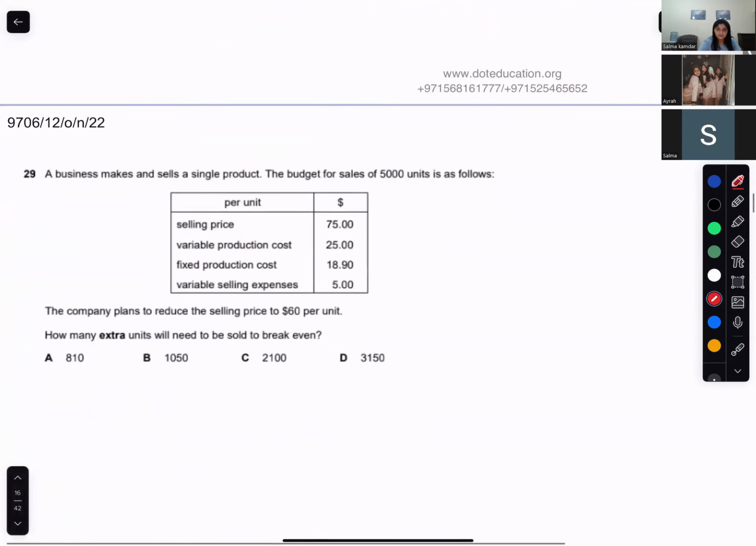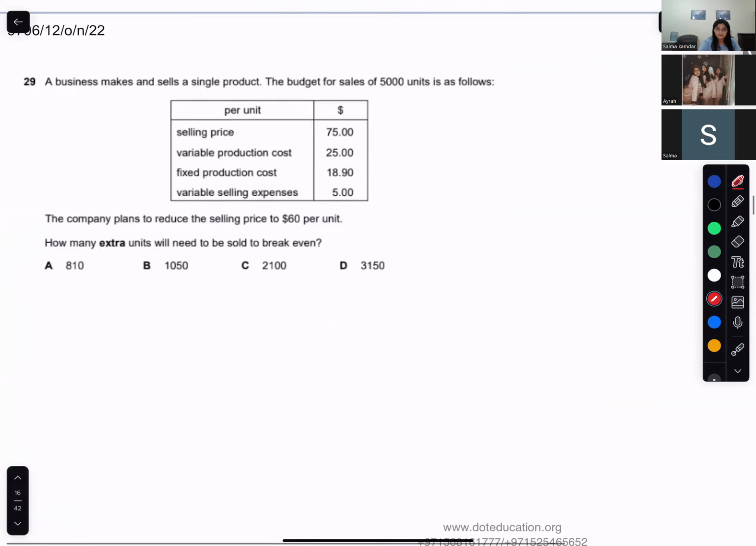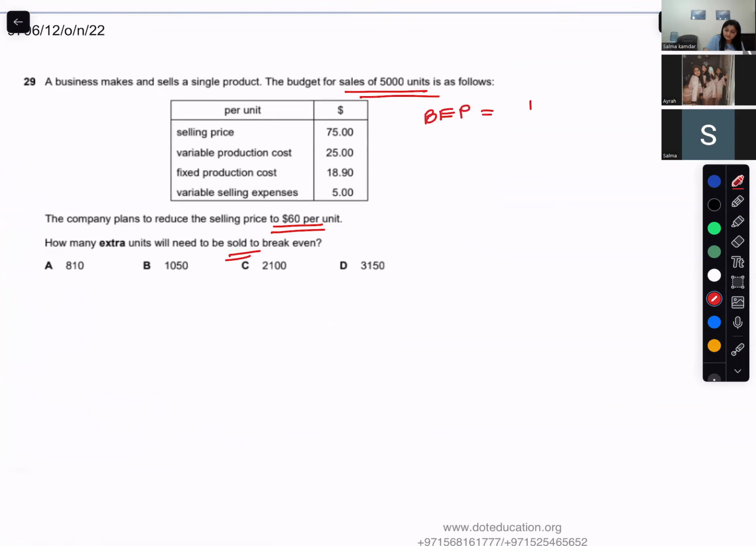A business makes and sells a single product. The budget for sales of 5,000 units is as follows. The company plans to reduce the selling price to $60 per unit. How many extra units will need to be sold to break even? What is the formula for break-even point? Fixed cost over contribution per unit.